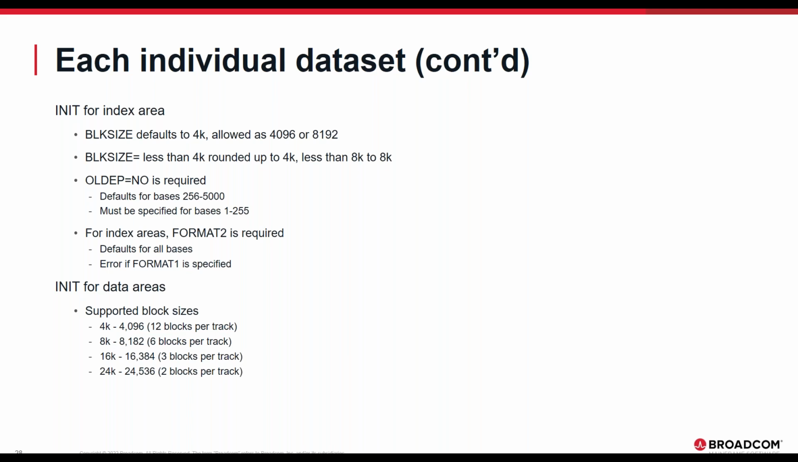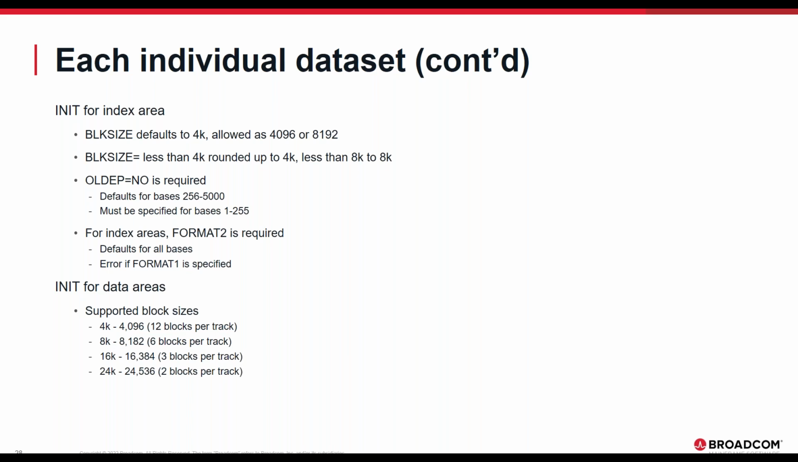For an index area, the block size will default to 4K. It can be 4K or 8K. So if you want 8K, you have to pick a number larger than 4K. Numbers less than 4K will be rounded to 4K. 4097 and higher will be rounded to 8K. Old EP equal no is required. You can't say old EP equal yes.